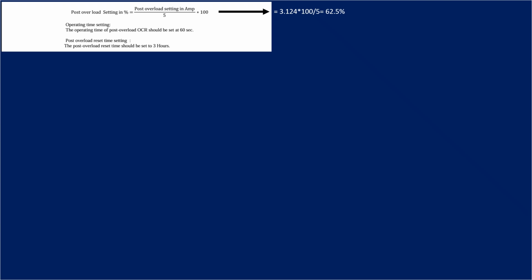And here they have given the operating time setting. The operating time of the post overload OCR should be set to 60 seconds. Post overload reset time setting means that after one overload, the next overload can come after 3 hours. After 3 hours, this is the system.